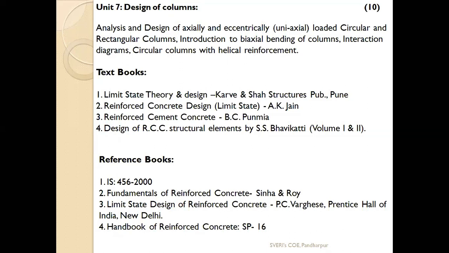In the case of an eccentrically loaded column, you will get these two stresses: direct stress P by A and bending stress M by Z. But along with that, you will get one additional stress due to this eccentric moment, and we call that the stress due to eccentricity. That stress is nothing but our basic formula for bending stress, M by Z, but here the moment is due to eccentricity.